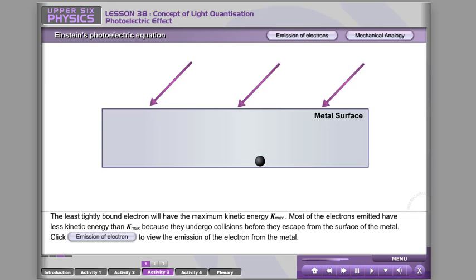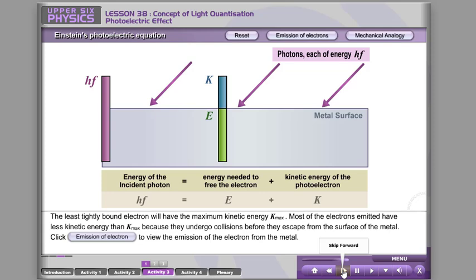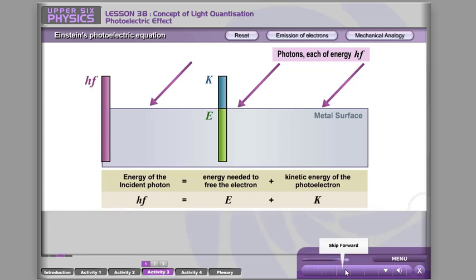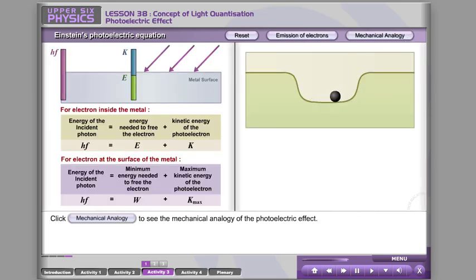Click the Emission of Electron button to view the emission of the electron from the metal. Click the Mechanical Analogy button to see the mechanical analogy of the photoelectric effect.